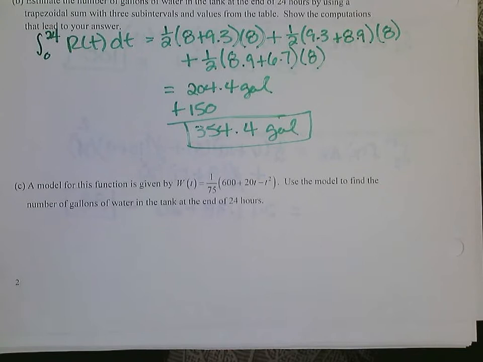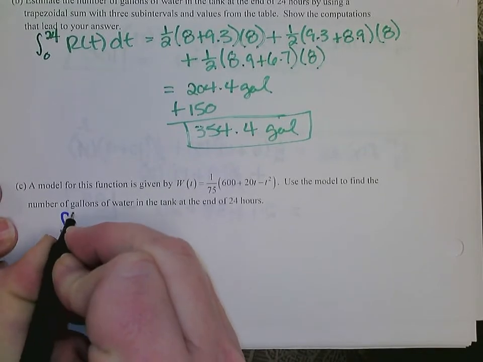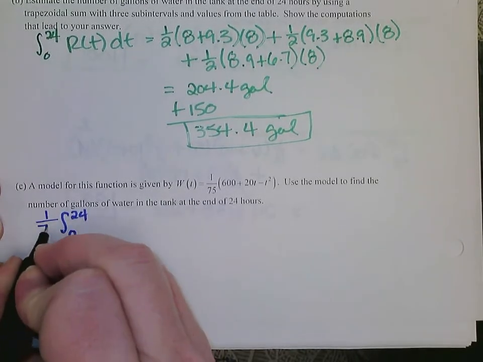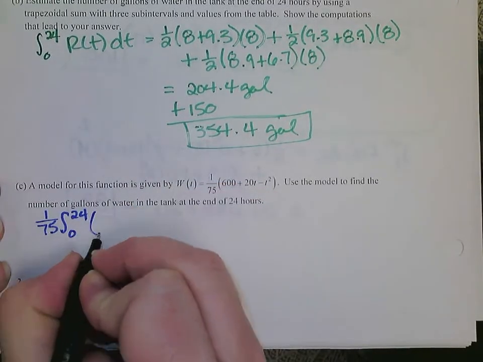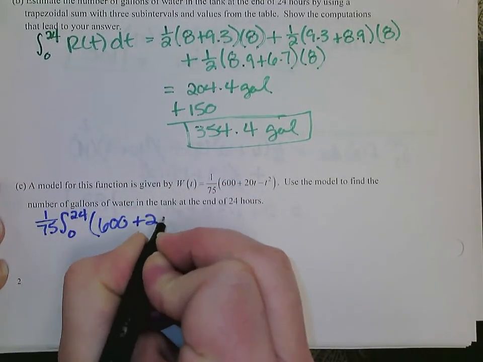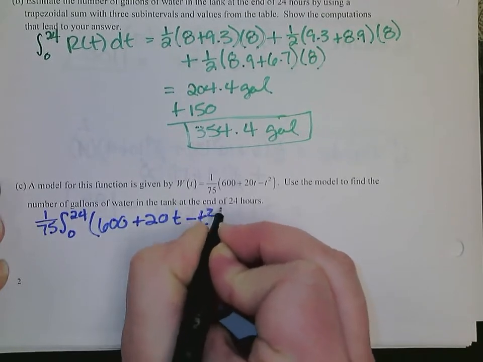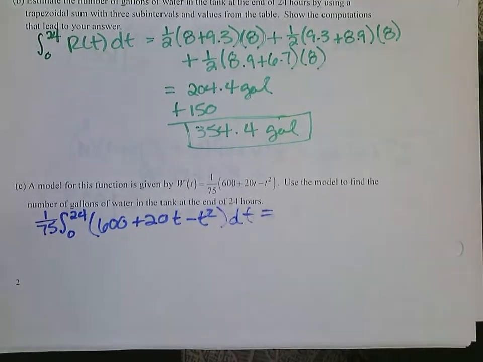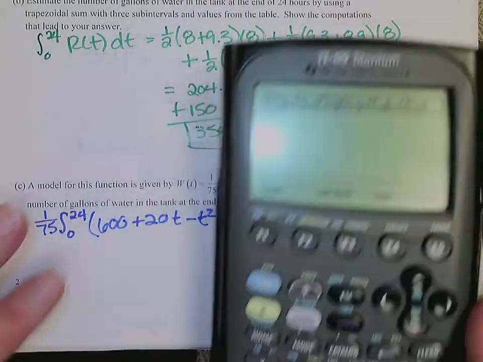Now, on the last one, they've given us a model for R of t. It's 1/75 of 600 plus 20t minus t squared. So now I can find the actual amount of change by integrating that function from 0 to 24. I'm going to pull the 1/75 out. Not that it matters because we're going to do it with the calculator, but we could do this by hand. So we're going to do it on the calculator just to review how we would evaluate that on the calculator.